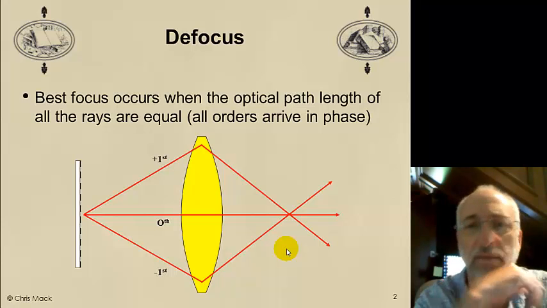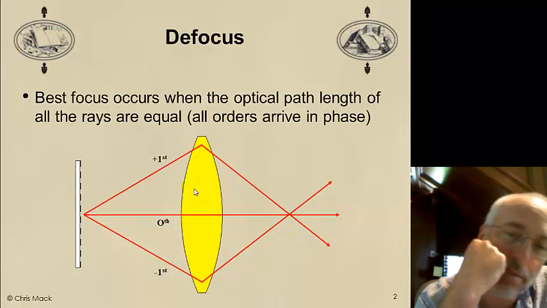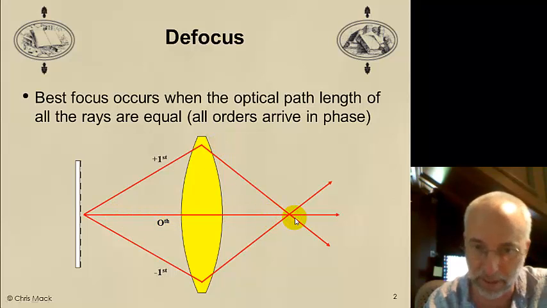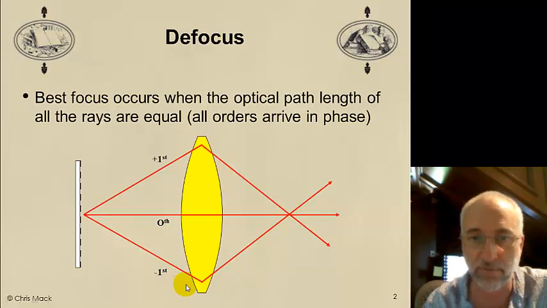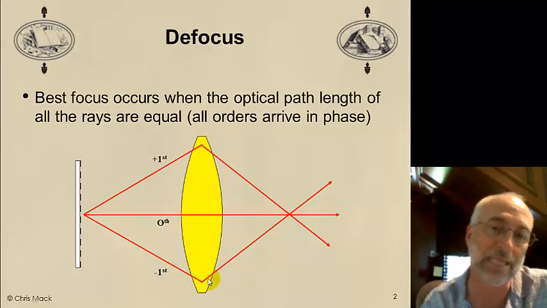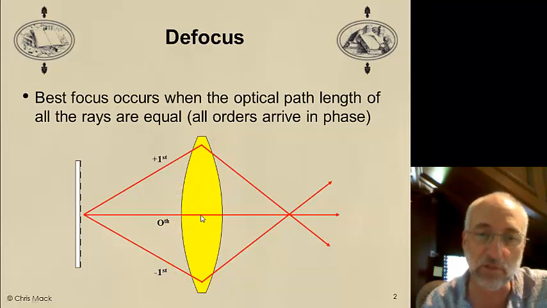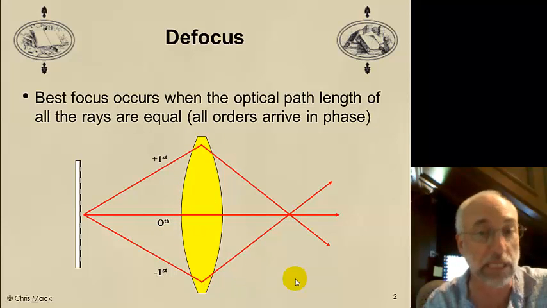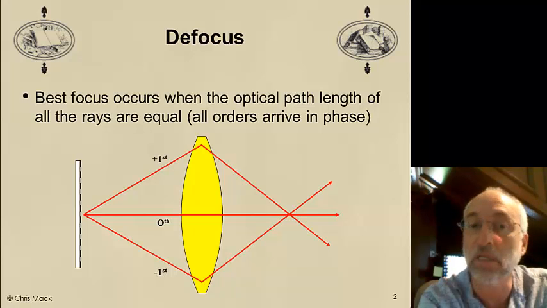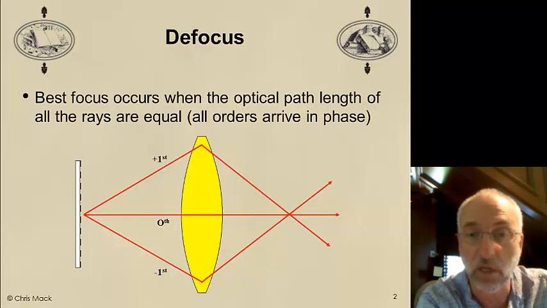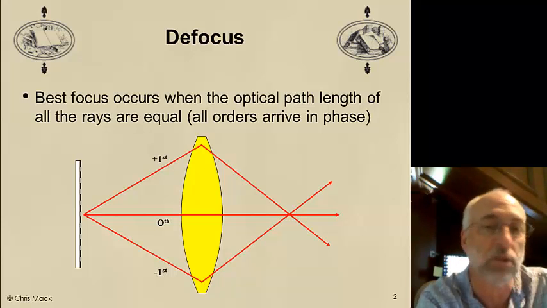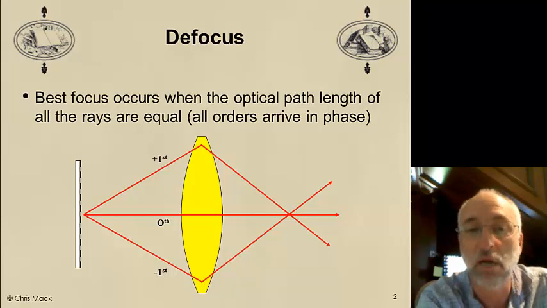Now, optical path length, what is that? You see that the path lengths certainly aren't different. The 0th order has a much shorter path length than the first orders. But the optical path lengths are the same, and that's because of this lens. The lens is made out of a material like glass with a refractive index that is bigger than 1. Refractive index of air is 1. Refractive index of glass is on the order of 1.5. Some optical materials 1.6 or even higher, but on that order.